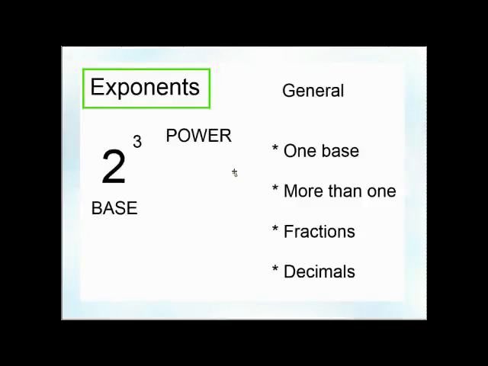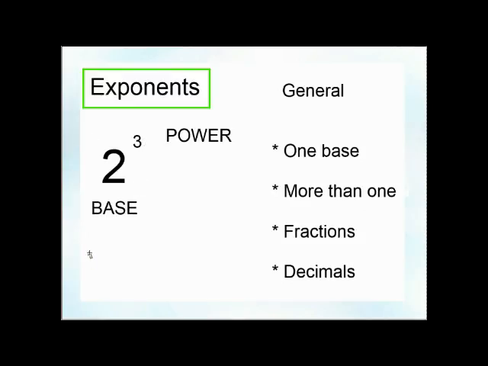Okay, let's start with exponents. Exponents are broken into two parts. You have the base number, which can be any number or fraction or A or B or C. And then you get the power, which can also be any number. Now, in this case, 2 to the power of 3, what does that mean?